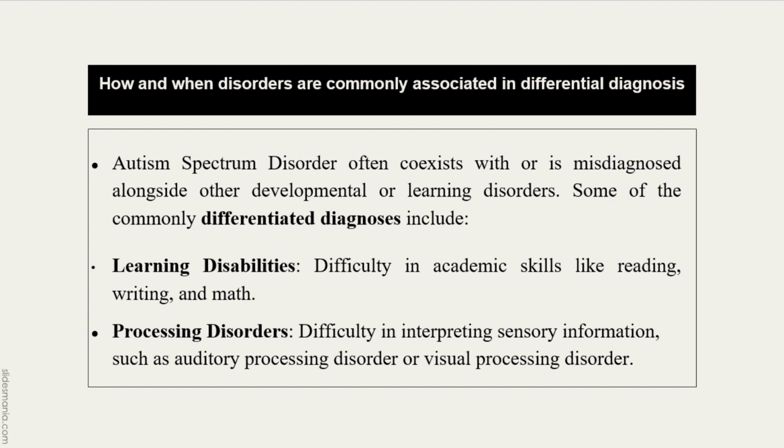Now, ASD can often coexist with other disorders. So you can say that it's not necessary that the child has only ASD. It can be both, or it can be ASD, but he or she might be misdiagnosed as learning disabilities disorder or any other. So, which are the disorders that coexist or are misdiagnosed with ASD?